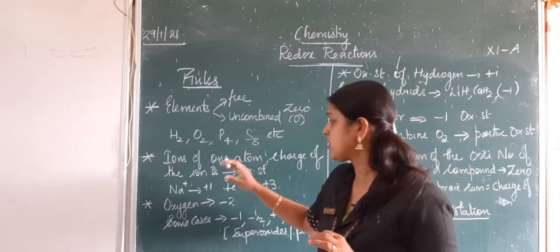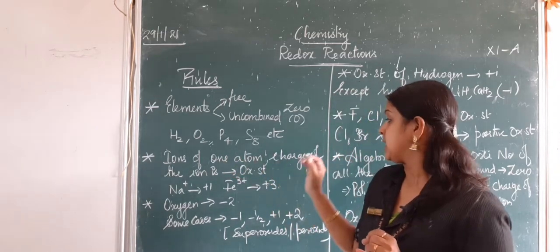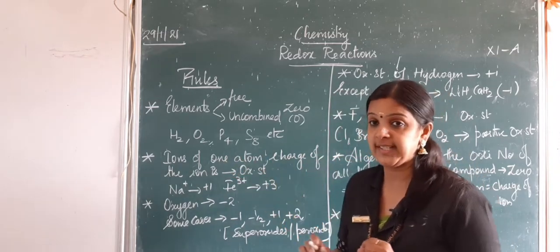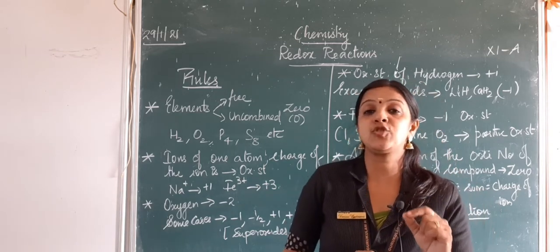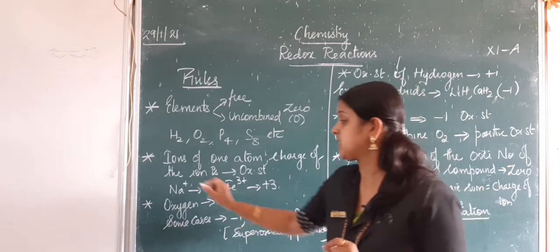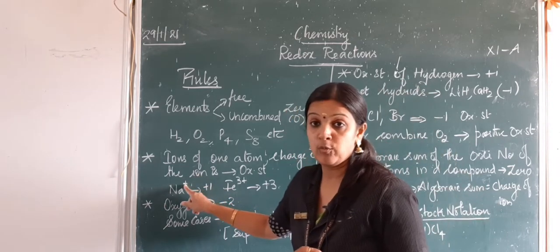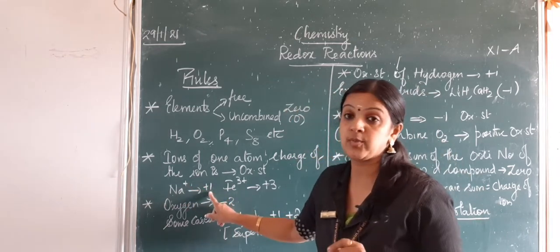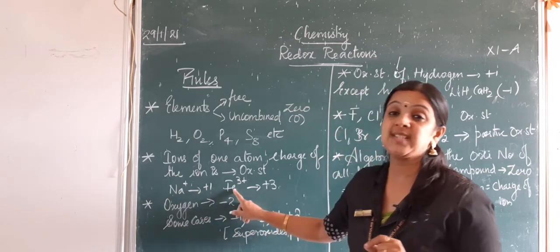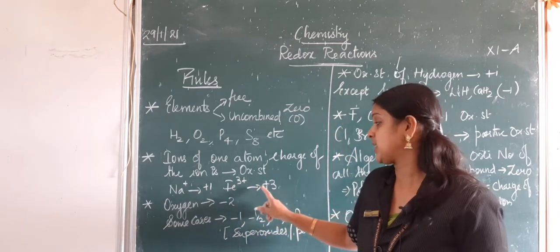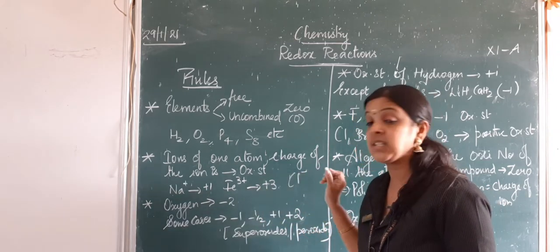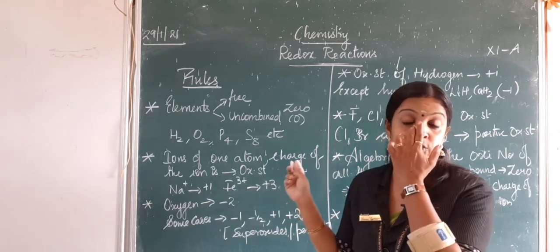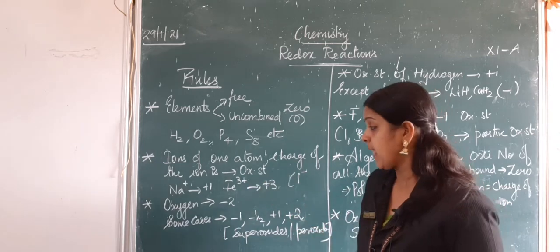Next, for ions of one atom, the charge of the ion is the oxidation state. Like when I say sodium loses an electron to become Na+, this Na+ denotes that it has a +1 oxidation state. When I say Fe3+, that shows it has a +3 oxidation state. When I say Cl-, that shows it has a -1 oxidation state.